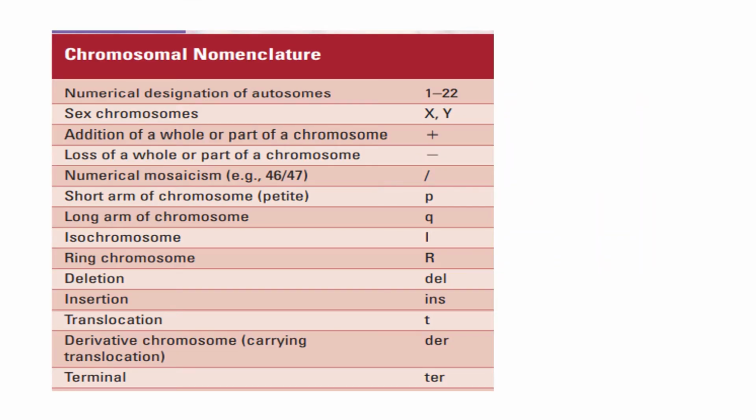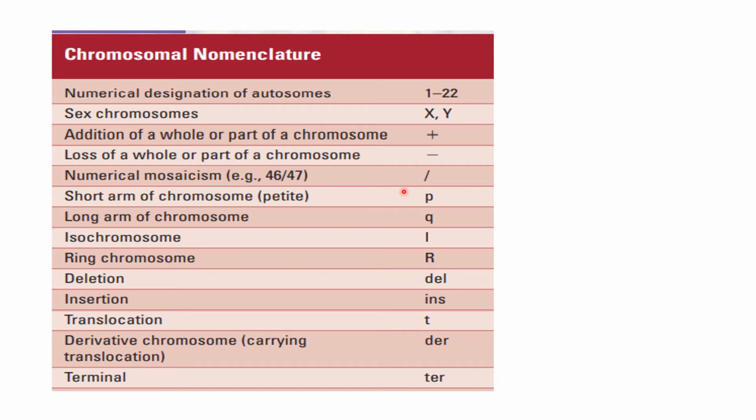Coming to chromosomal nomenclature. Different types of chromosomal abnormalities have been given different symbols, alphabets, names or numbers. As we can see here, autosomes have been given numerical designations, chromosome 1 to 22, whereas sex chromosomes have been given the names X and Y. Addition of a whole or part of a chromosome is indicated by the symbol plus, whereas loss of a whole or part of a chromosome is indicated by the symbol minus.